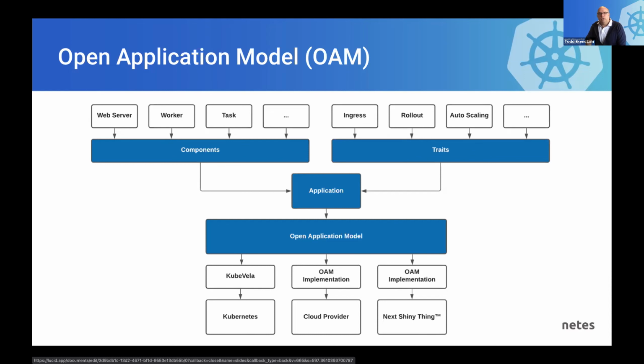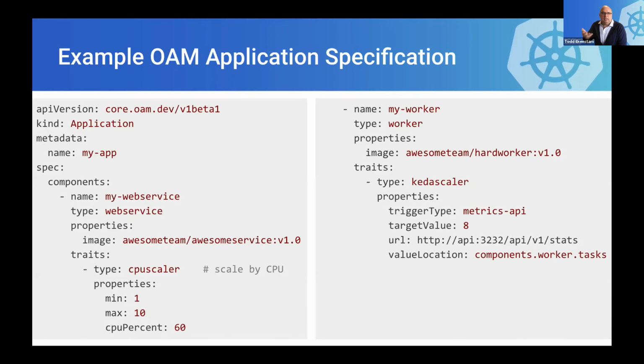Actually, maybe I can go there here. So here's an example of an OAM spec, and notice it looks like a normal Kubernetes spec, right? It has an API version, it has a kind, and so you can use Argo CD or a similar tool to submit this type of specification to your cluster, and then the KubeVela operator would be looking for all the application resources and then operate on those.